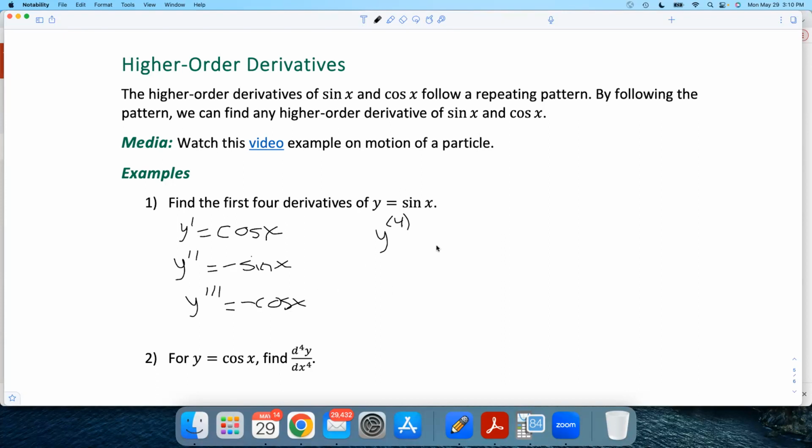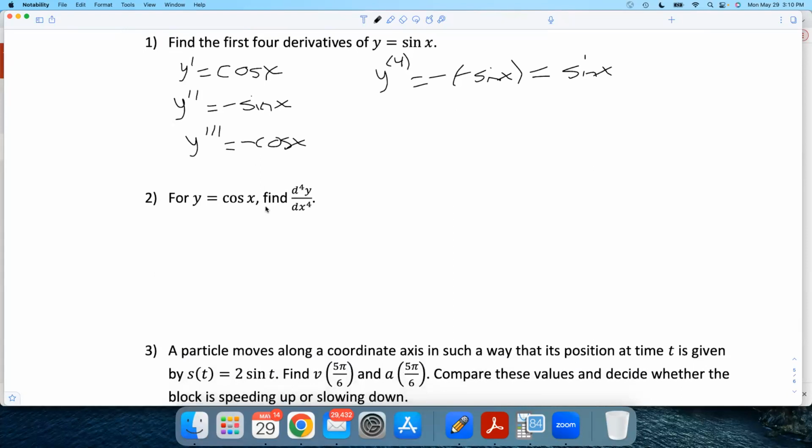The derivative of this guy would be negative. That negative came along for the ride. The derivative of cosine is negative sine. Oh, and the negatives cancel. We just get back to sine. So the fourth derivative of sine is again sine, and it just keeps cycling.